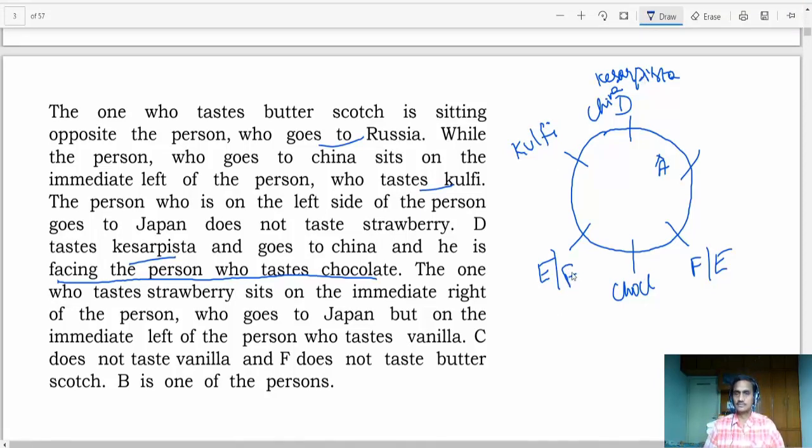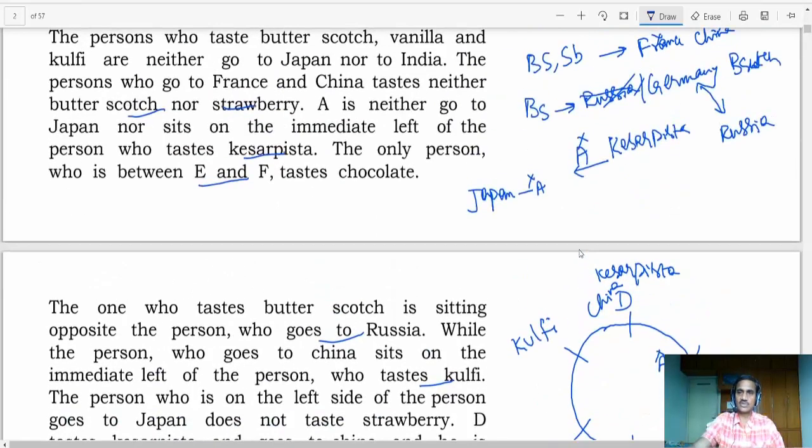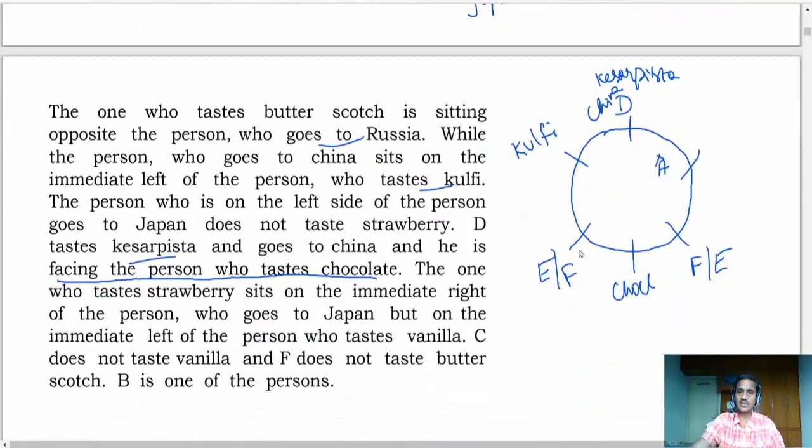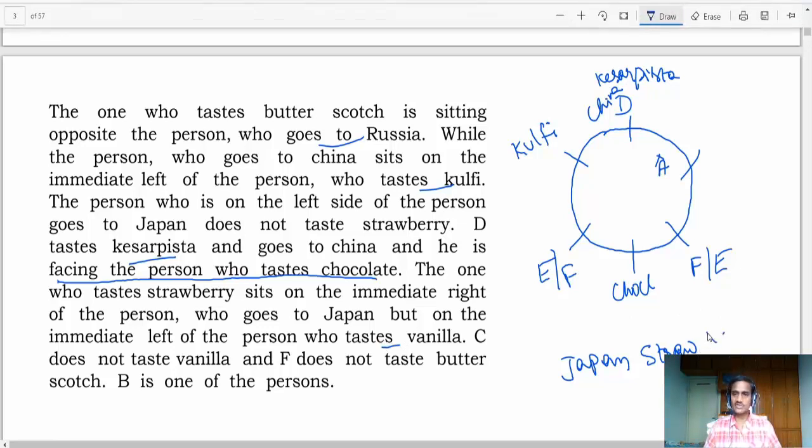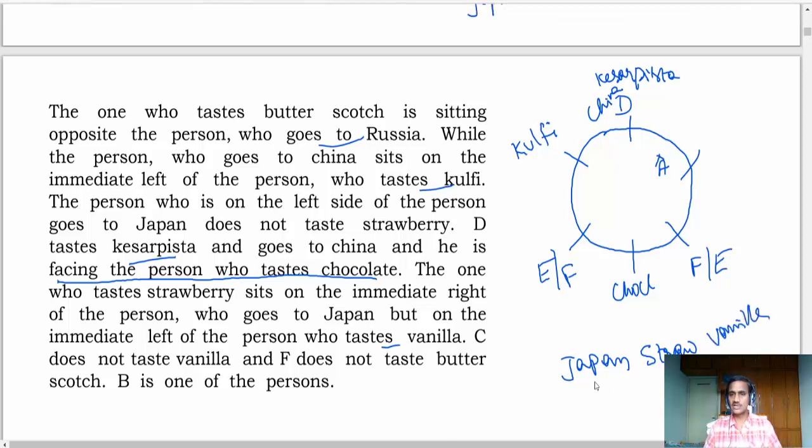Remaining are these two persons: Germany, butterscotch and Russia. Russia and Germany are opposite to each other. The one who tasted strawberry sits on the immediate right of the person who went to Japan, and on the immediate left of the person who tasted vanilla. So strawberry is to the immediate left-hand side of vanilla, and these three must be in a row: Japan, strawberry, vanilla.